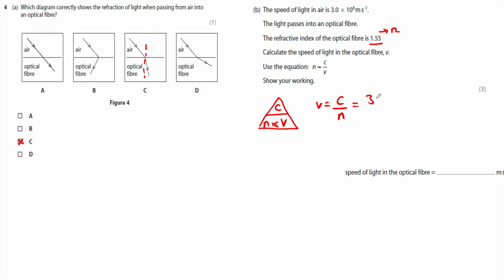C, of course, is the speed of light, and that's 1.55, and that gives us 1.9 times 10 to the 8 meters per second.